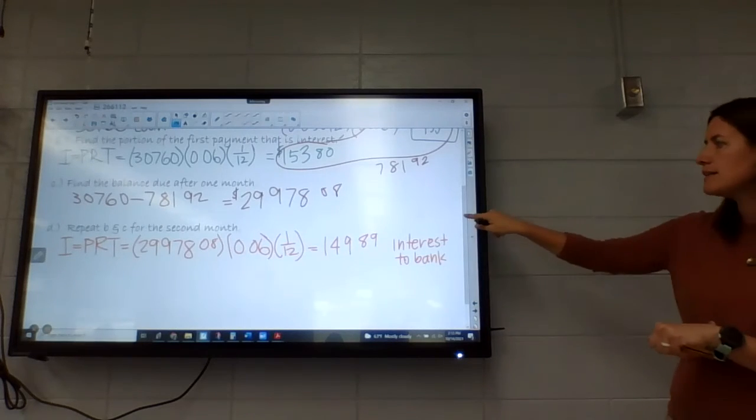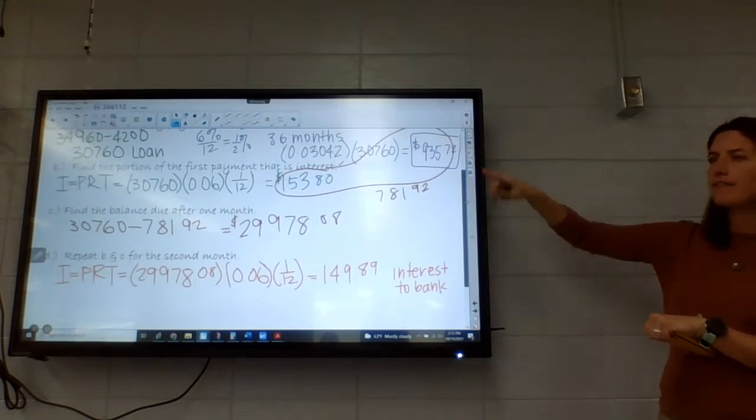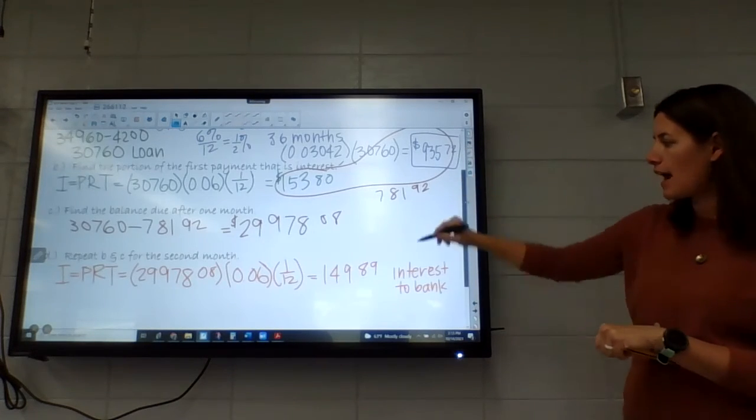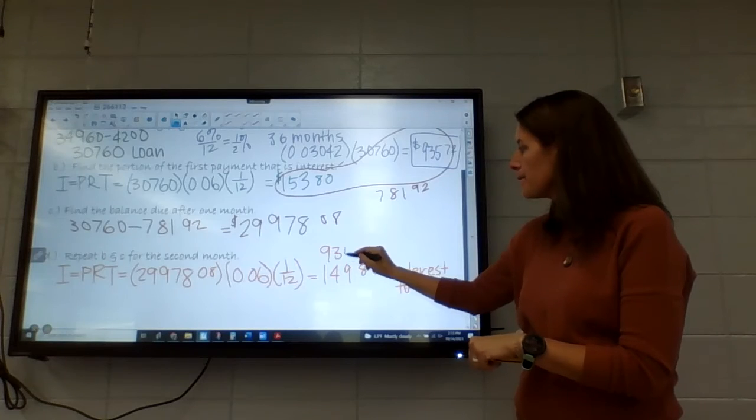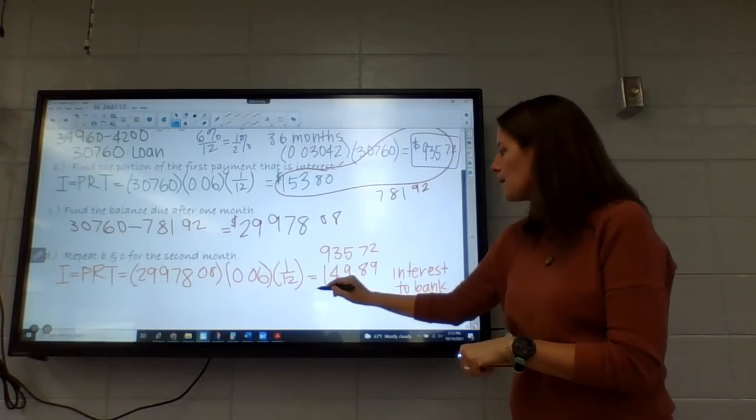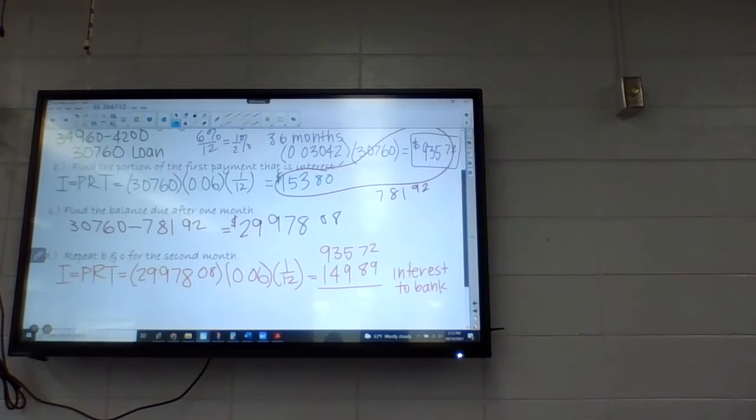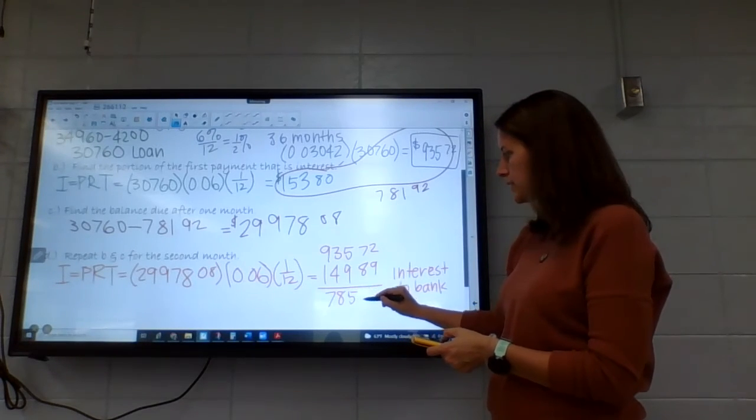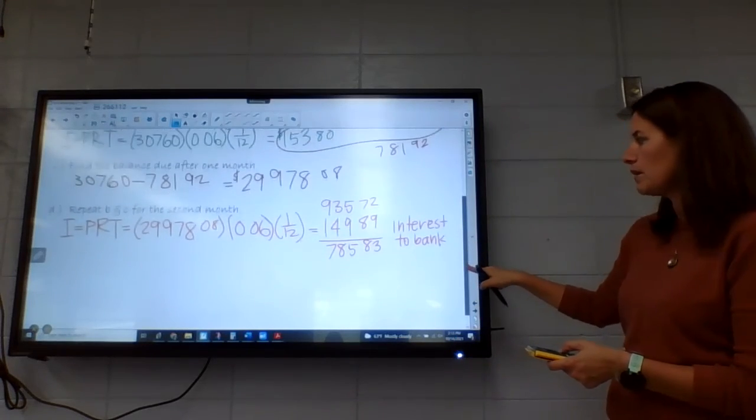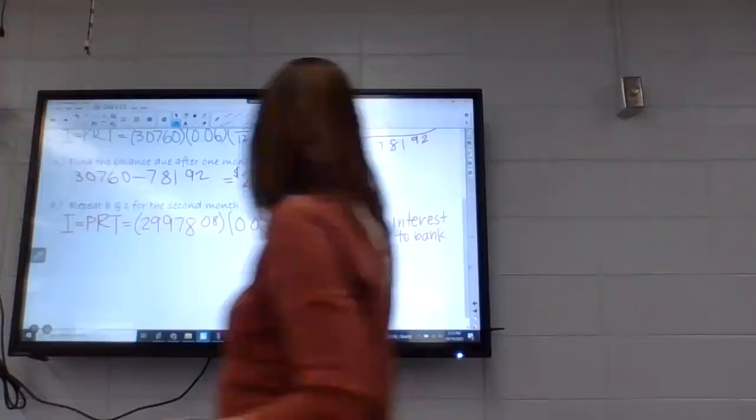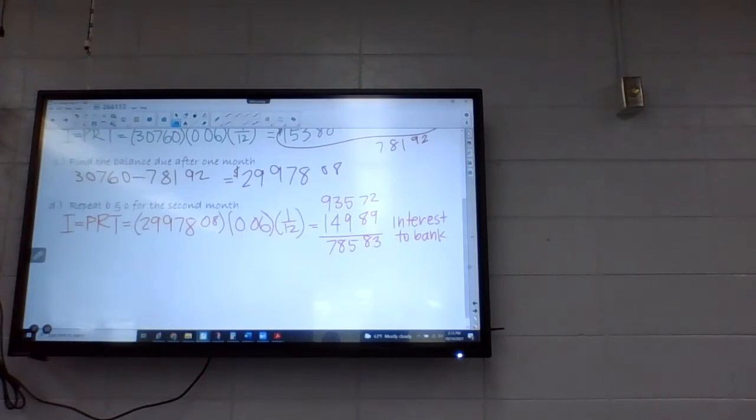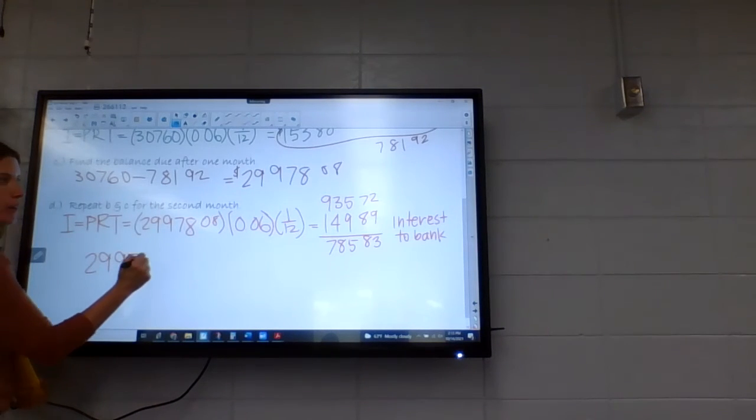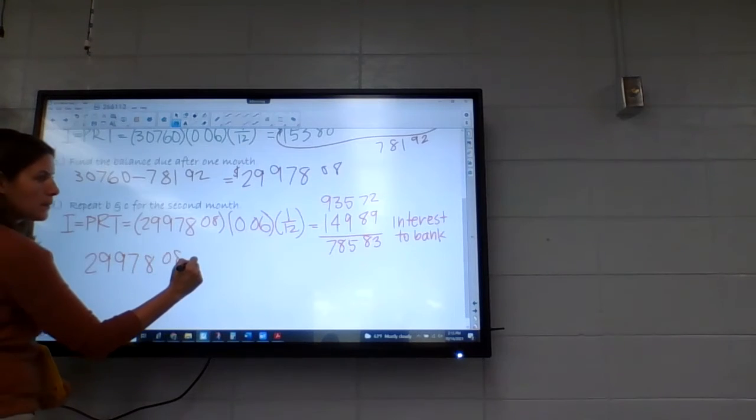But our monthly payment is still that same amount, still the $935.72. So now we're going to take the $935.72 and figure out what we're going to actually go towards our vehicle. So a little more this month gets to go towards the car. So the interest is 149, so the 785 is now what we get to pay towards the car, but we get to take our previous amount and take that off. So it's kind of like we're chipping away at what we owe on this car each month.